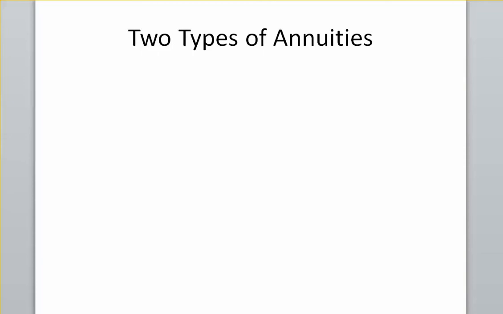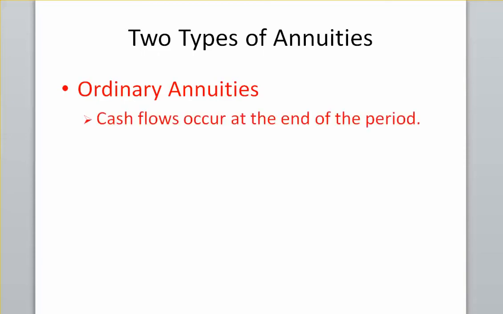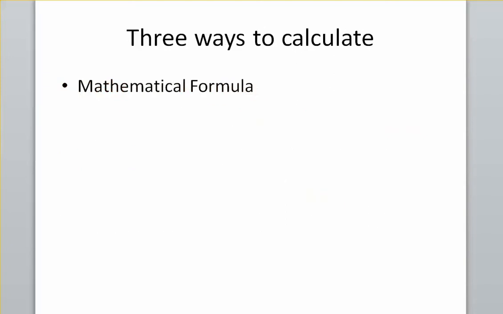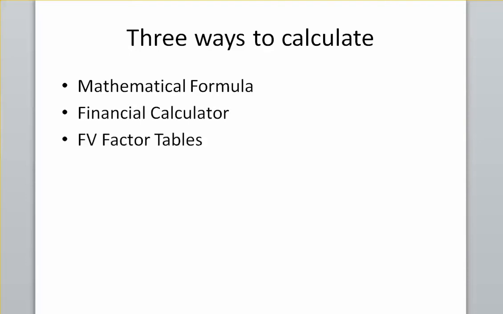There are two types of annuities: ordinary annuities, in which the cash flows occur at the end of each period of time. That's going to be our primary focus. And then also an annuity due, in which the cash flows occur at the beginning of each period. We could consider three ways to calculate the future value of an annuity. First, a mathematical formula. Second, a financial calculator. Or third, future value factor tables.